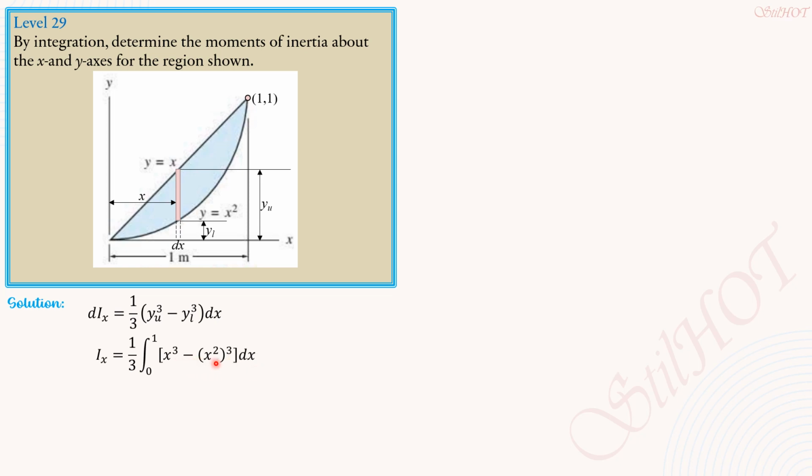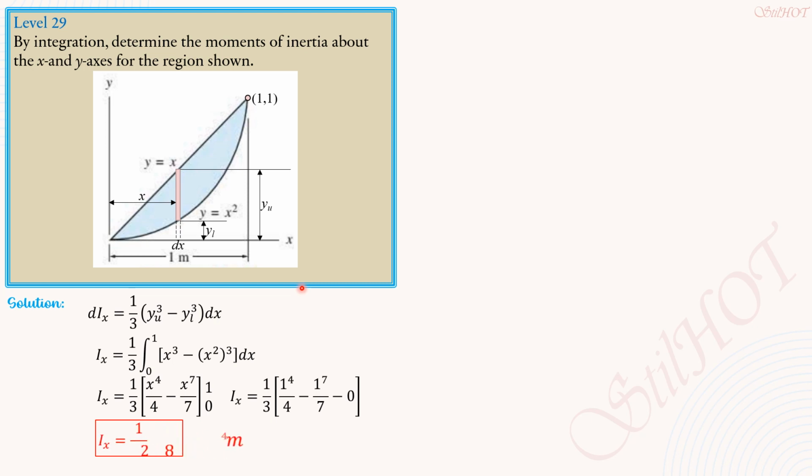So take note that the second term is x to the 6. So Ix is 1/3. The integral of the first term is x to the 4th over 4, the second term minus x to the 7 over 7, from 0 to 1. Since the upper limit is 1, this is just 1/4 minus 1 over 7, then the lower limit is 0. So 1/4 minus 1 over 7 times 1/3, so Ix is equal to 1 over 28 meter to the 4th.